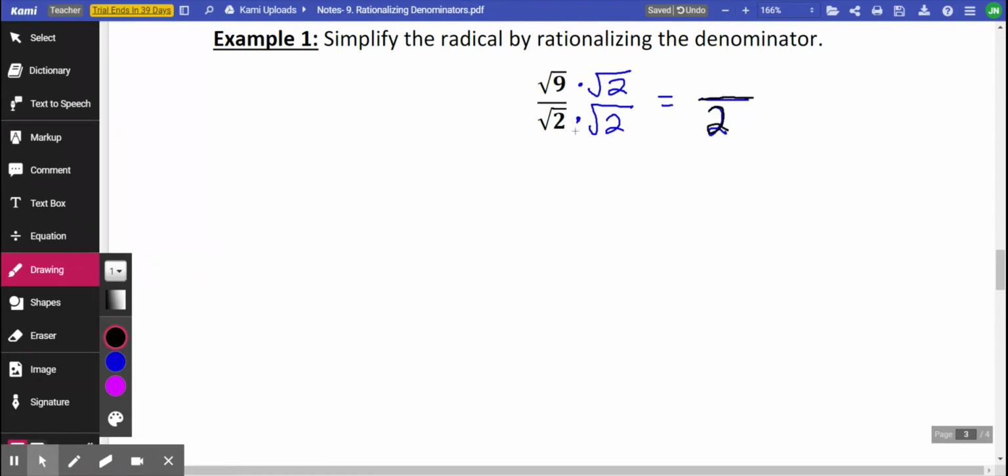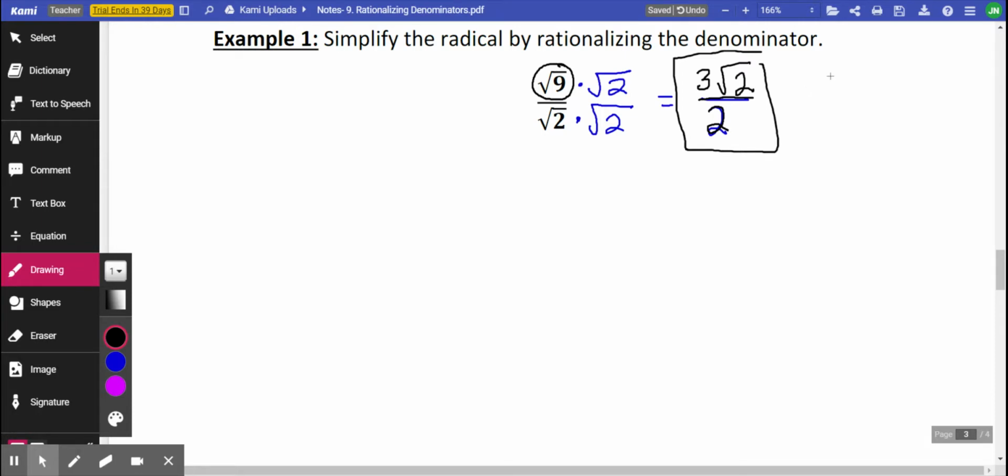So my final answer would be 2 on the bottom, the square root and the square root cancel out. On top, I get square root of 9 times 2. Square root of 9, I know what it is, right? It was 3. So that will be 3 square root of 2 as my final answer. Since I can't do anything else, I can't simplify, and I don't have any square roots on the bottom, I'm good.